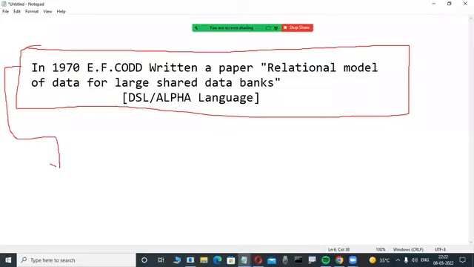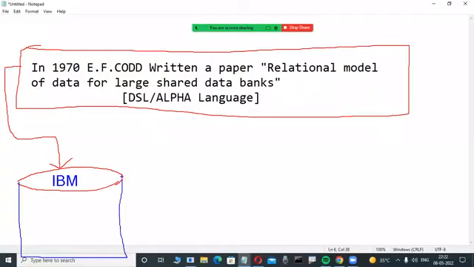the IBM company introduced the first relational database product. In those days, Oracle was not available. Observe here, the first relational database in the world was implemented by IBM, because E.F. Codd, a mathematician and scientist, was working at IBM in those days. IBM introduced the first relational database software based on his paper, A Relational Model of Data for Large Shared Data Banks.